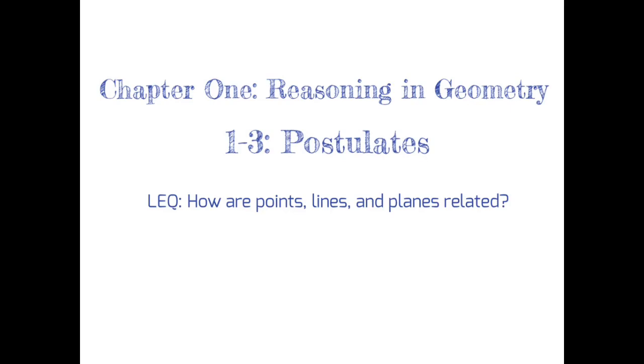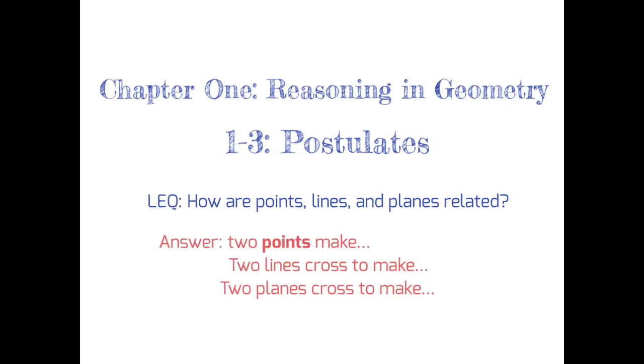This concludes the video lesson for lesson 3 from chapter 1 on postulates. So now taking a look at answering the question of how points, lines, and planes related. And that is that 2 points make a line. 2 lines that cross make a point, and 2 planes that cross to make a line.